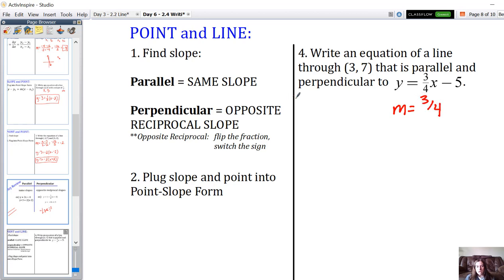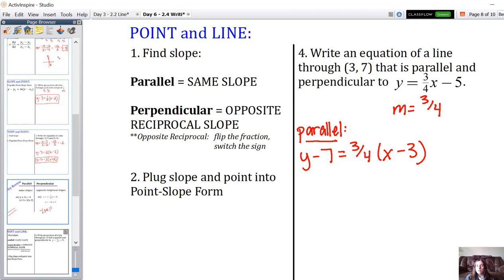Now, if we're writing the parallel line, we need to use this slope, because remember, if it's a parallel line, the slopes are the exact same. So we're going to use this slope, 3/4, and the point that I gave you, (3, 7). So we've got y minus our y value equals the slope times x minus our x value. This is in point-slope form, and we're done.